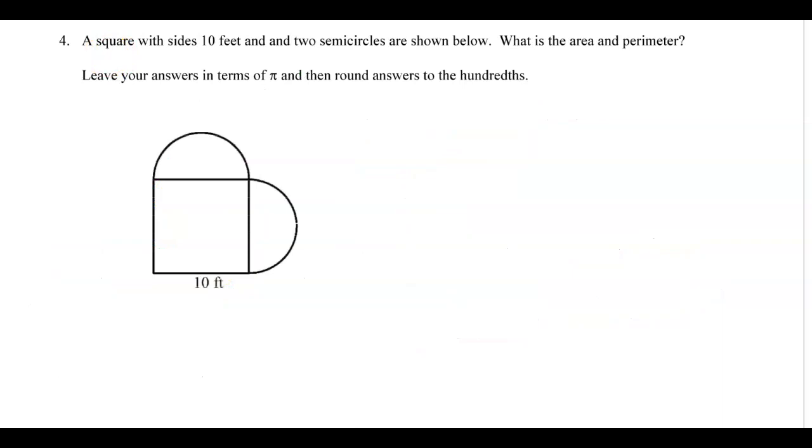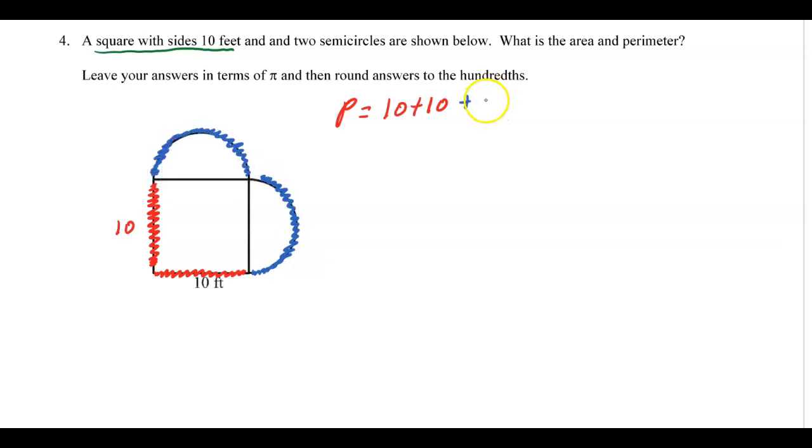So we have a square with sides of 10. So I know this red piece is 10. So the perimeter is the two red pieces, so 10 plus 10, plus I need this blue piece and that blue piece. And if you put those two blue pieces together, you get a full circle. So it's 10 plus 10 plus the circumference of a circle. So 10 plus 10 is 20.